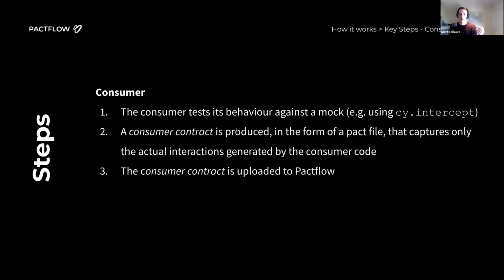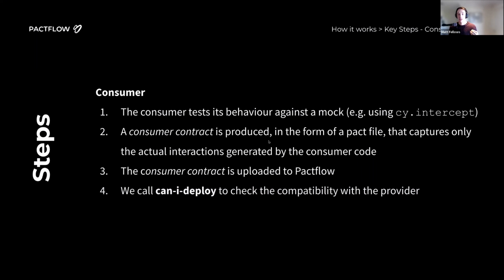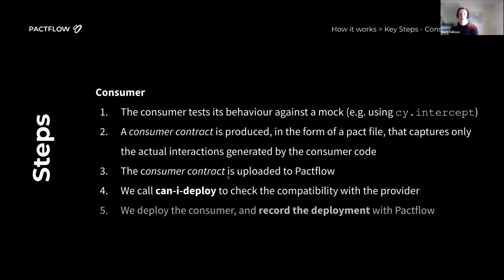Step 3 is to then publish that to Pactflow. We then can call can-i-deploy when it's ready to deploy the software somewhere. And that's when we do the compatibility check with the provider. So you can use this as a standard gate to deployments, or you can use it as a can-i-merge check, which is a common thing as well. And then once we've found it safe to release, we would deploy that consumer and we record that deployment with Pactflow to say that this particular version of software has been deployed to a particular environment.